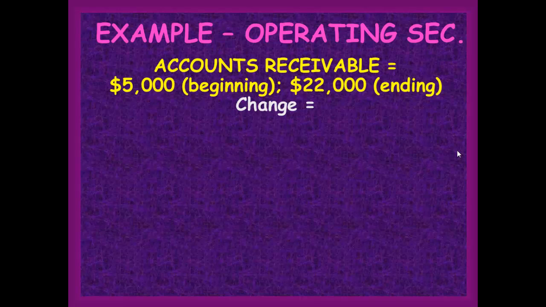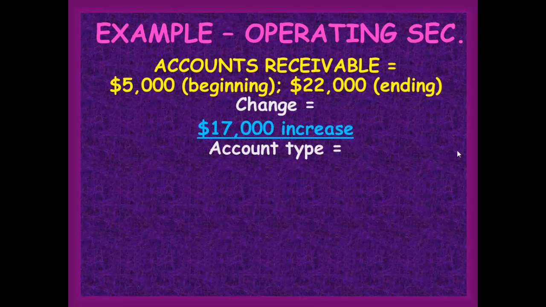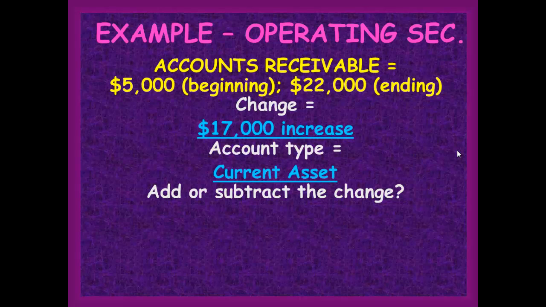Accounts receivable began at 5 and ended at 22. During the year, what happened to accounts receivable? Did it increase or decrease? It increased by $17,000. There's a place in your handout to write this. What type of an account is accounts receivable? An asset. Specifically, it is a current asset. So we have a current asset that has increased. Third one down. Current asset increases. What are we going to do with that?